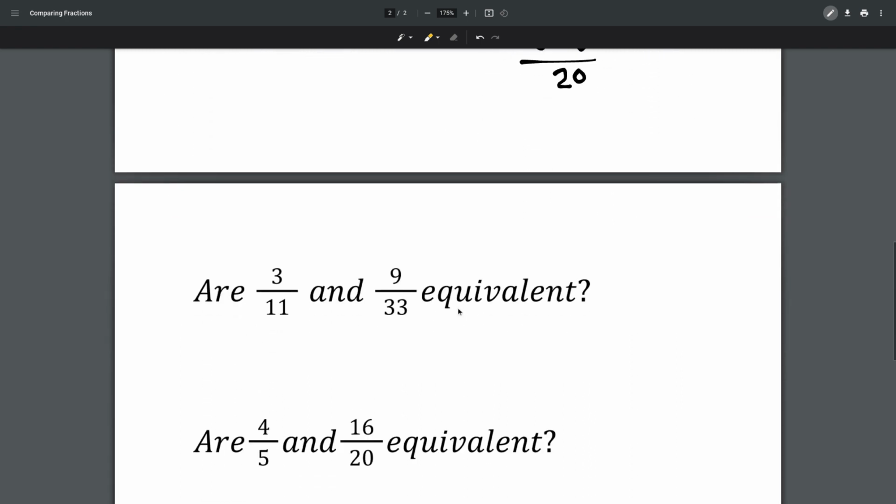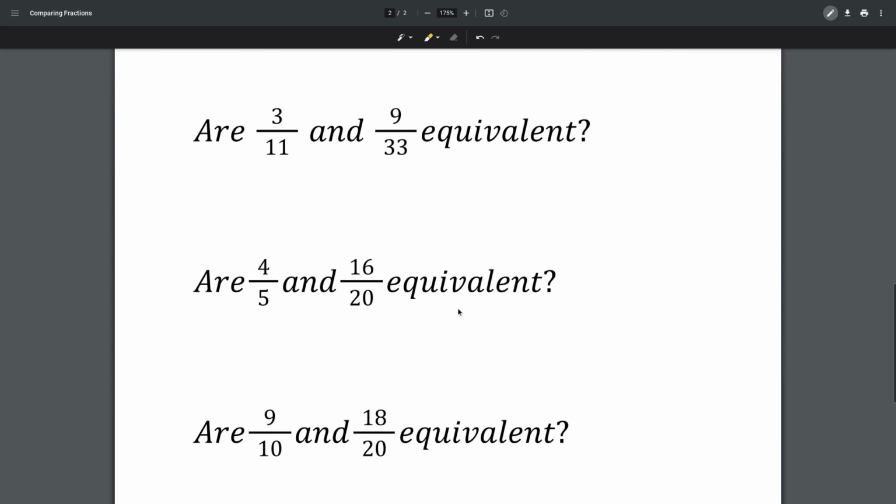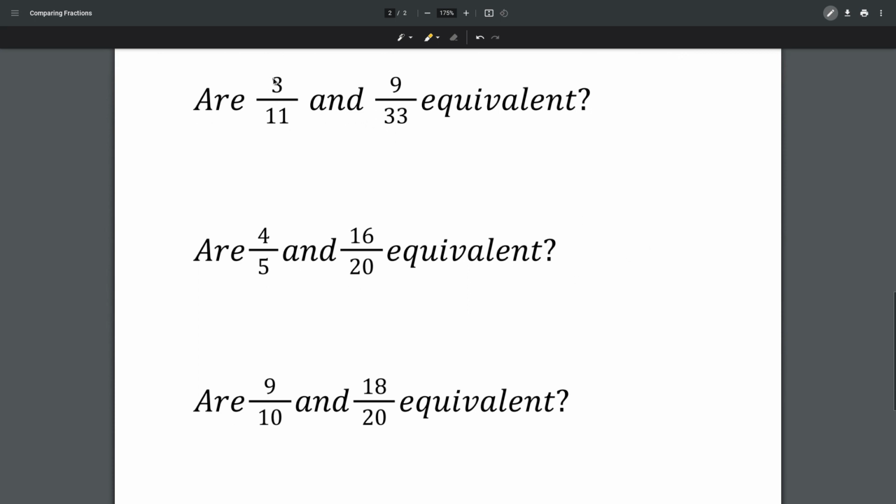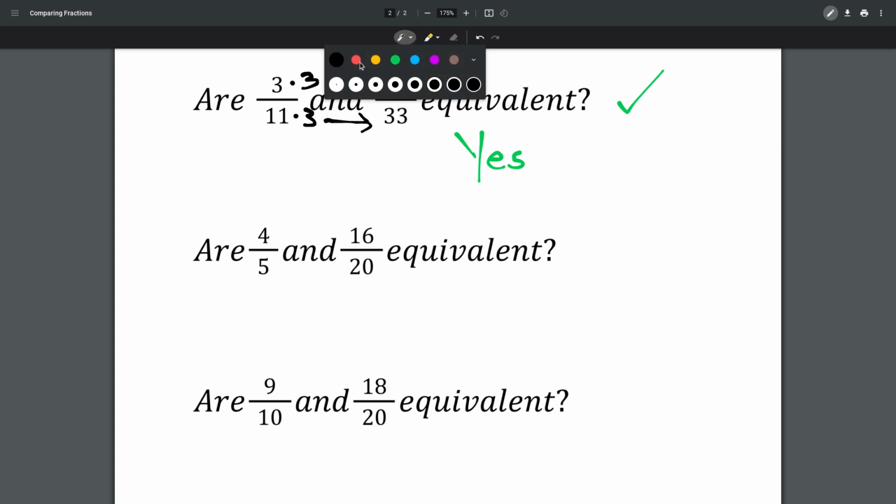Okay, let's move on to checking if fractions are equivalent. Are 3/11 and 9/33 equivalent? One way I can check is to ask, what do I have to multiply 3 by to get 9? If I multiply 3 by 3, that gives me 9. So if I multiply 11 by 3, the question is, will I get 33? And the answer is yes. So in this case, yes, they are equivalent. That's one way to check and think about it.